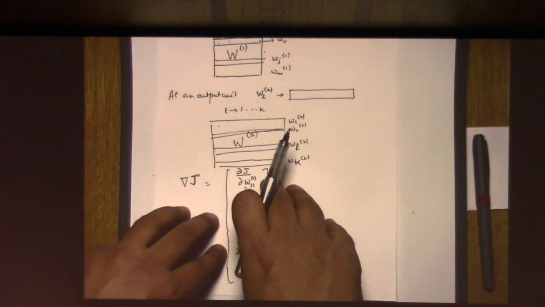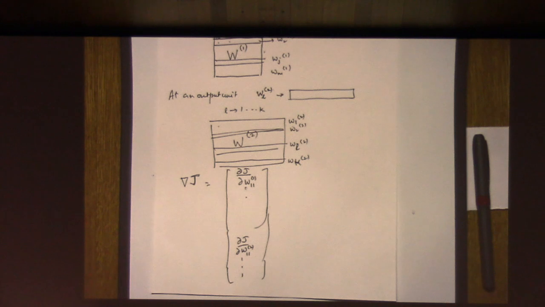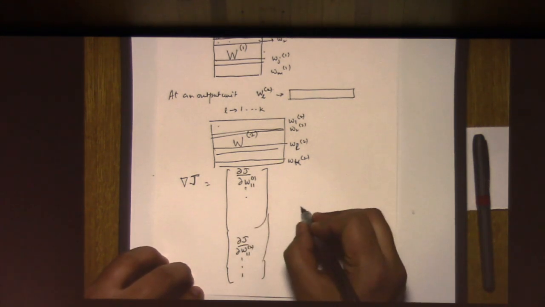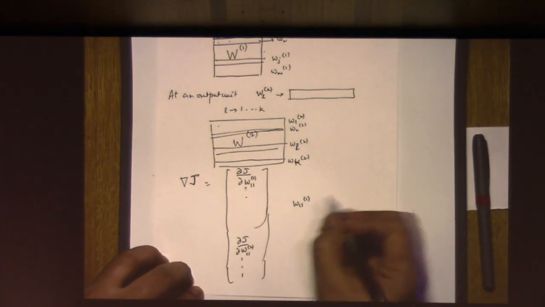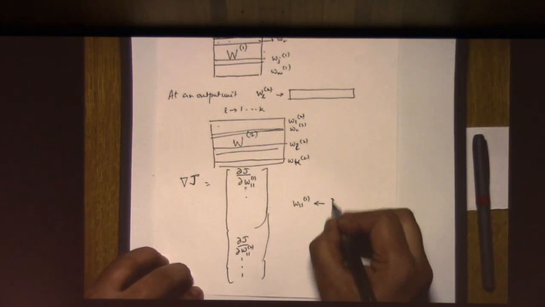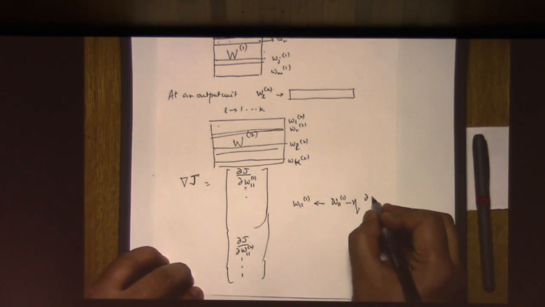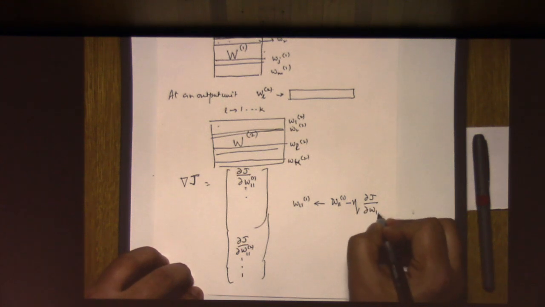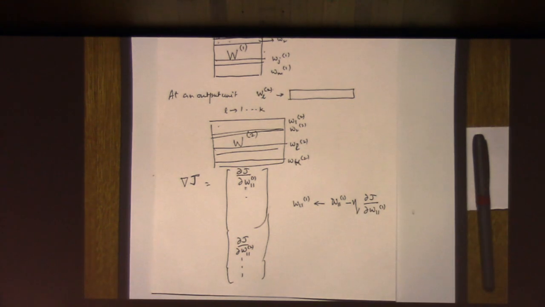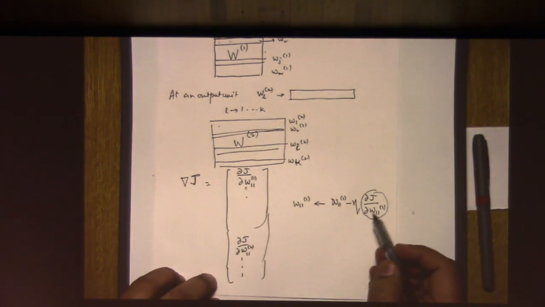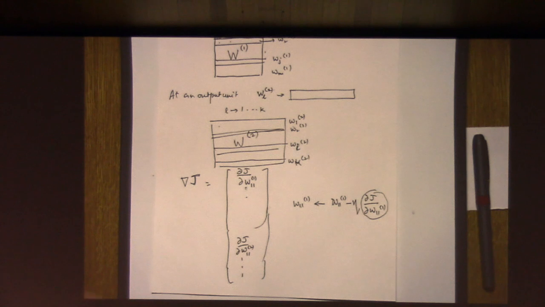If we can compute this, then we can do the gradient descent very easily, right? Because after that, all we will do is we will say that any entry here, let's say W1 of 1, will essentially be the old value of this minus eta times the derivative of the error with respect to that weight. All right. So what we are going to do today is we are going to compute these values, and then everything else falls into place.